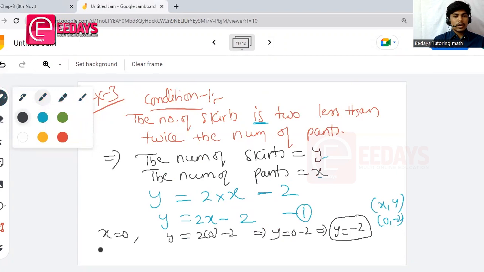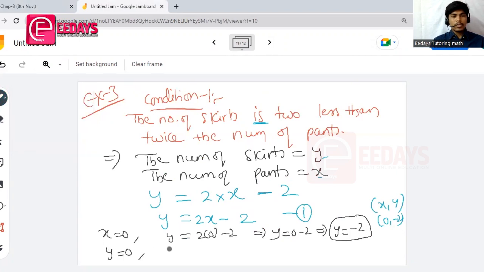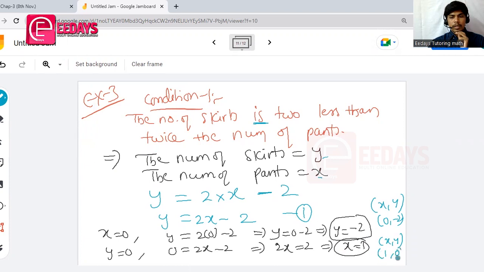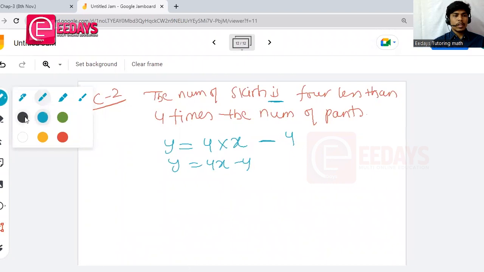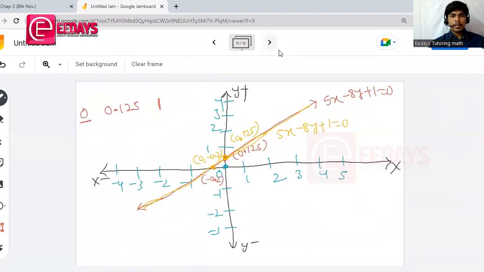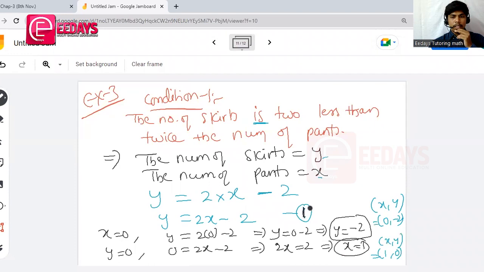Okay, let's take y is equal to 0 now. So 0 is equal to 2x minus 2. So minus 2 if we transfer to the other side, 2x is equal to 2, x is equal to 1. Now the new point, x comma y, that is 1 comma 0. So these are the 2 points I got. This is equation 1, and the same procedure for equation 2.